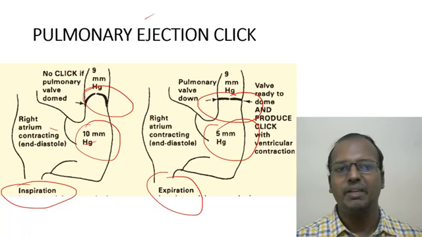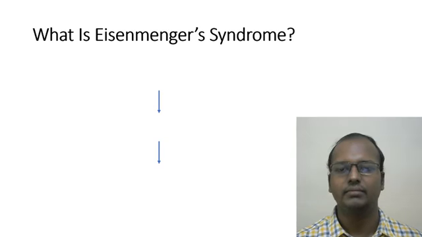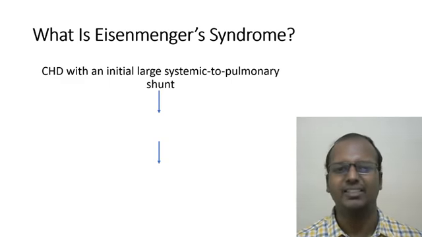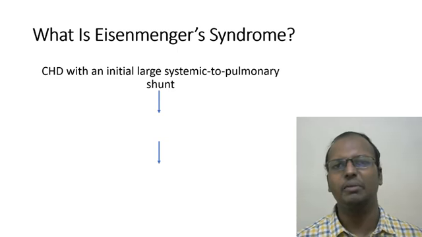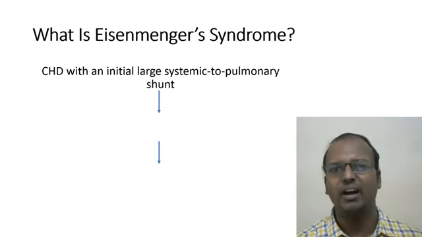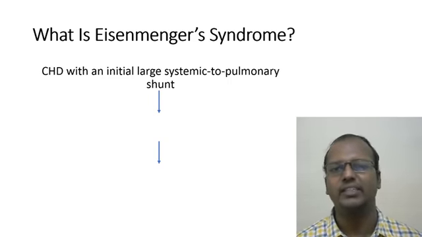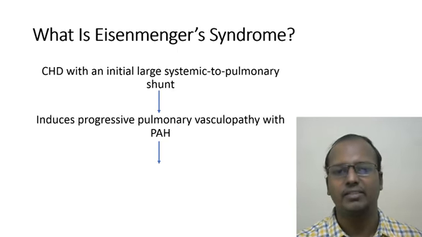Now tell me, what is Eisenmenger syndrome? Any idea? Cyanotic congenital heart disease with an initial large systemic to pulmonary shunt. What is the meaning of that? For example, take an ASD or a VSD. Initially the systemic circulation pressure will be 120 millimeters of mercury, right? So the blood from the left side of the heart, the oxygenated blood, will enter into the right side of the heart, the deoxygenated side. In a VSD, blood will enter from the left ventricle to the right ventricle, and in an ASD, from the left atrium to the right atrium. Whereas as time passes, that will produce a pulmonary vasculopathy with pulmonary hypertension.